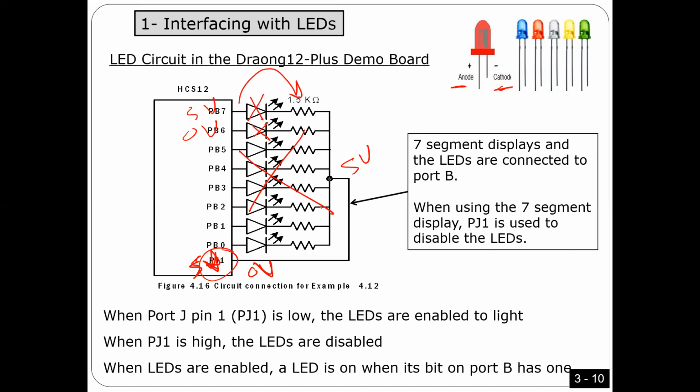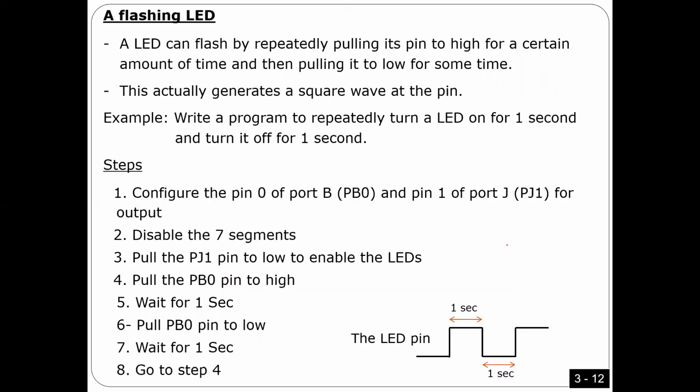We have port B. For port B, I'm going to connect LEDs. This is how it is: LEDs are connected, and also the 7 segment. The 7 segment are also connected to port B.